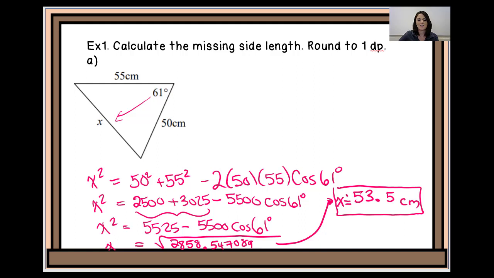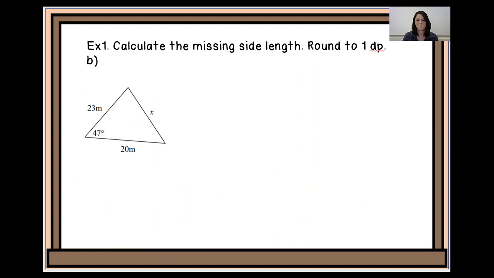Okay, let's look at our next example. Again, we're going to calculate the missing side length. So we're looking for side length x. So x squared is equal to 20 squared plus 23 squared minus 2 times 20 times 23 cosine 47 degrees. Go ahead and simplify.